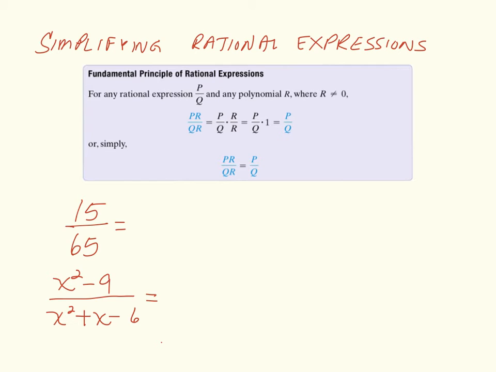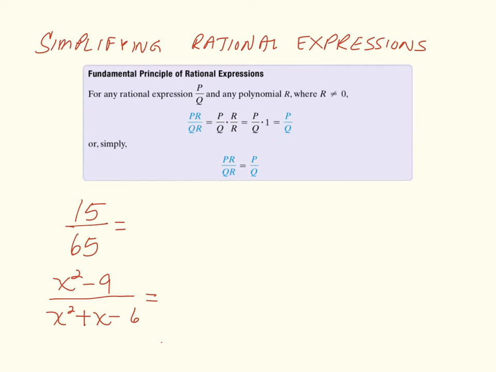And all this is saying is that if you can factor your numerator and denominator, and there are two factors alike, a factor in the numerator and a factor in the denominator that are alike, you can cancel those out and they will form a 1.